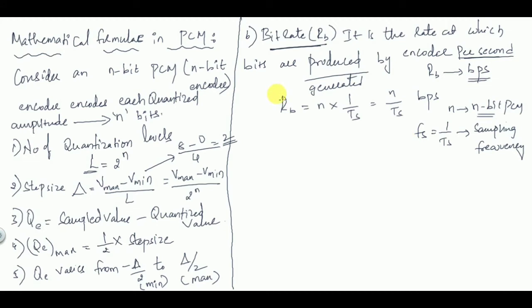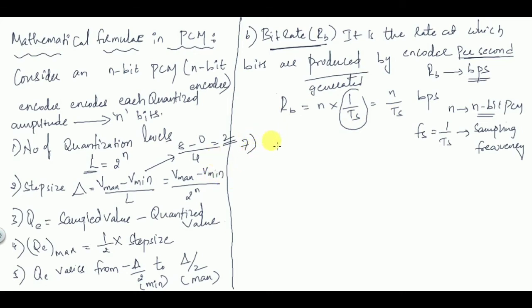So this is the formula for bit rate, because the encoder encodes based on the sampling frequency only. If sampling frequency is more, then bit rate is also more. It produces faster, so more bits are produced per second if your sampling frequency is more. So it purely depends on the sampling frequency value.